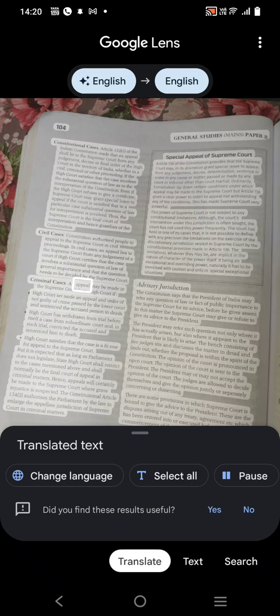Criminal cases. An appeal may be made to the Supreme Court from the High Court if the High Court set aside an appeal and the order of not guilty passed by the lower court, and sentenced the accused person to death. Or if the High Court has withdrawn for trial before itself a case from a subordinate court and, in such trial, convicted the accused and sentenced him to death.